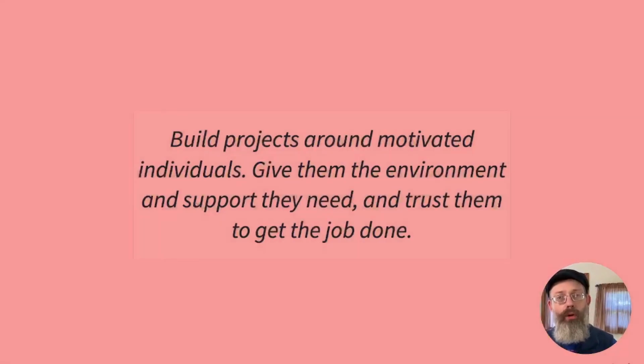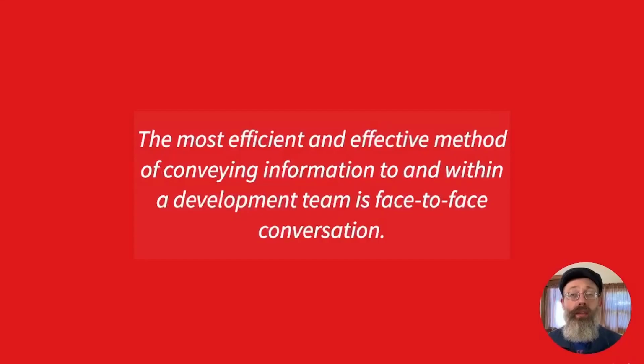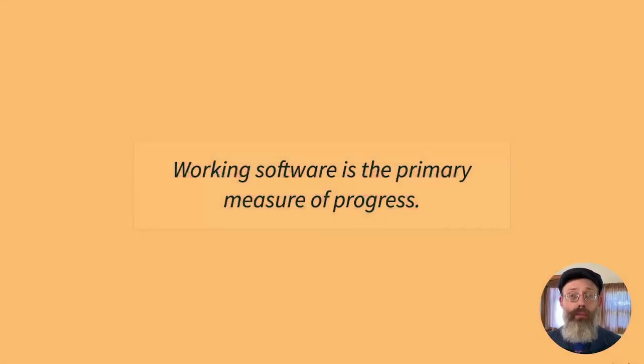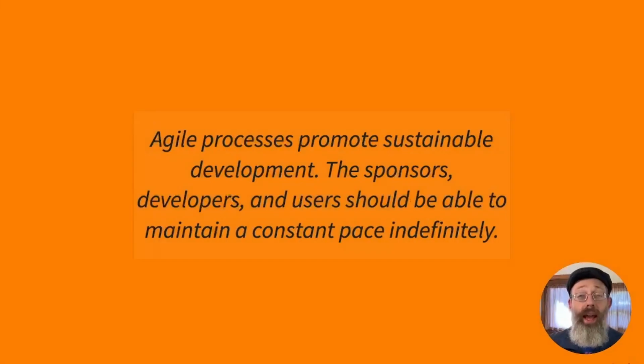Build projects around motivated individuals. Give them the environment and support they need, and trust them to get the job done. The most efficient and effective method of conveying information to and within a development team is face-to-face conversation. Working software is the primary measure of progress. Agile processes promote sustainable development. The sponsors, developers, and users should be able to maintain a constant pace indefinitely.